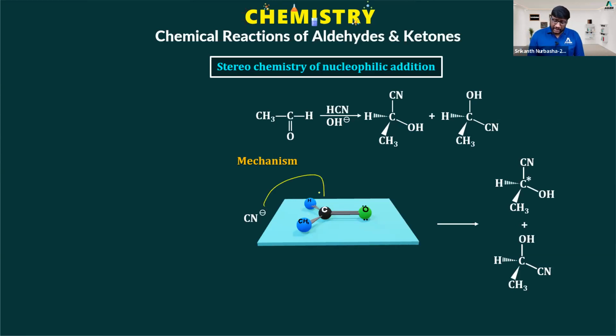The nucleophile can attack from the top or it can also attack from the bottom. Top attack will give one enantiomer. Bottom attack will give the other enantiomer. So non-superimposable mirror images are obtained, which are said to be enantiomers. They are obtained in equal proportions. So you will end up with a racemic mixture.